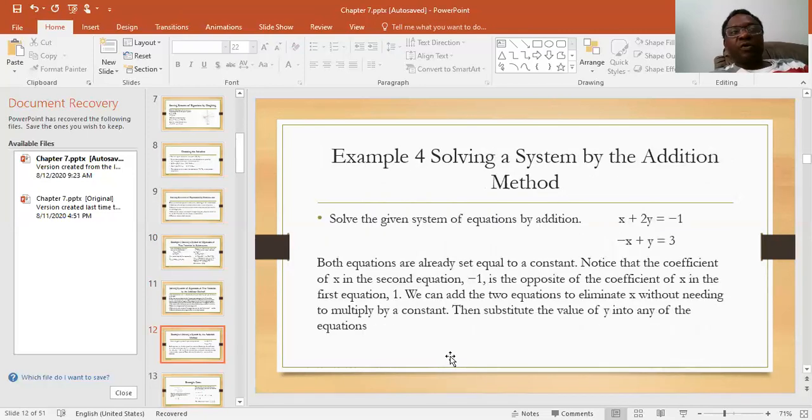For example, we have two equations: x plus 2y equals minus 1, and minus x plus y equals 3. In this case, the variable x has almost the same coefficient, just of opposite sign. So we can add the two equations to get an equation with a single variable y. When we add both equations, x plus 2y minus x plus y, we have 3y equals 2.